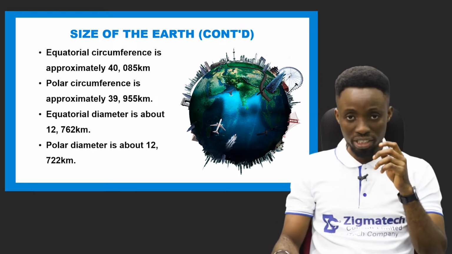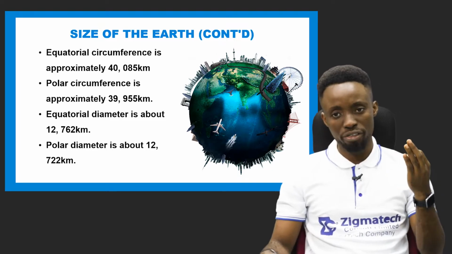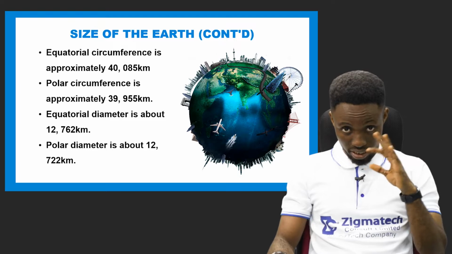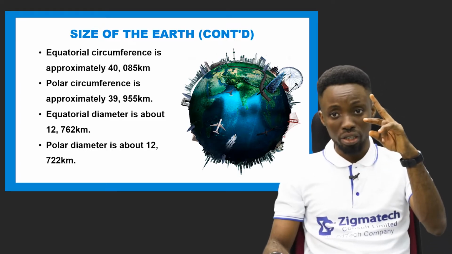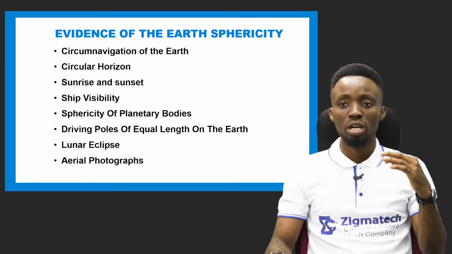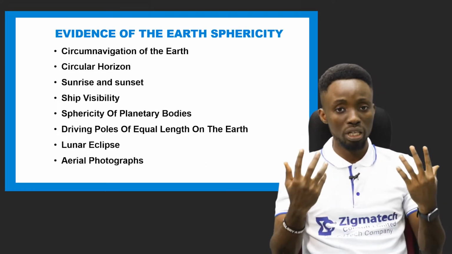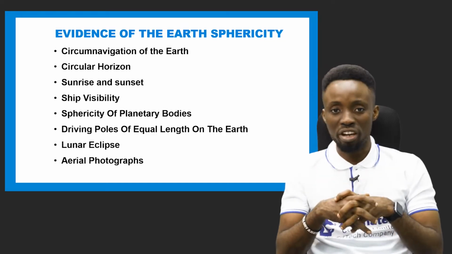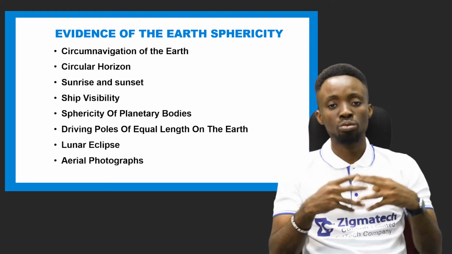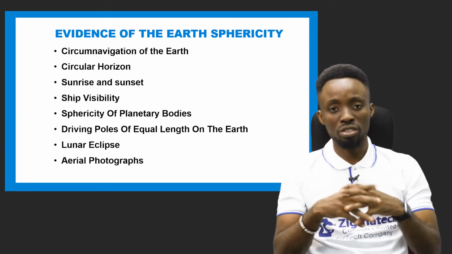So what we have is that the diameters at the poles are approximately 12,722 kilometers. So that's the diameter for the Earth at the equator and the diameter for the Earth at the poles. So let's go over to the part where we have the scientists proving that the Earth is spherical in shape. Now, what are the reasons we have to back up the claim that the Earth is spherical in shape? Now, there are lots of reasons, and we're going to mention them.